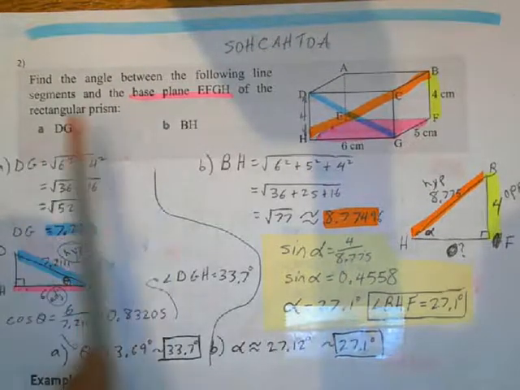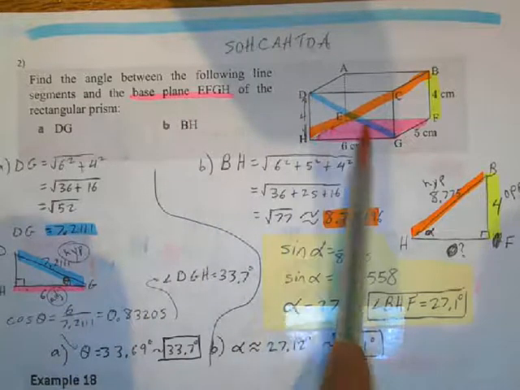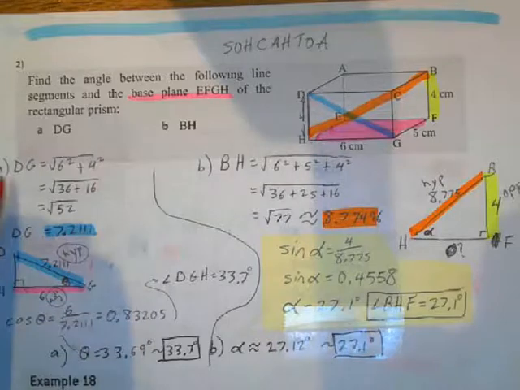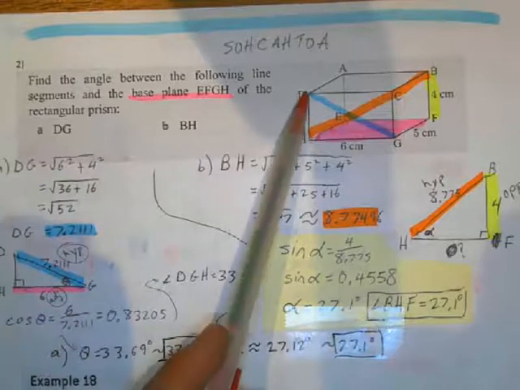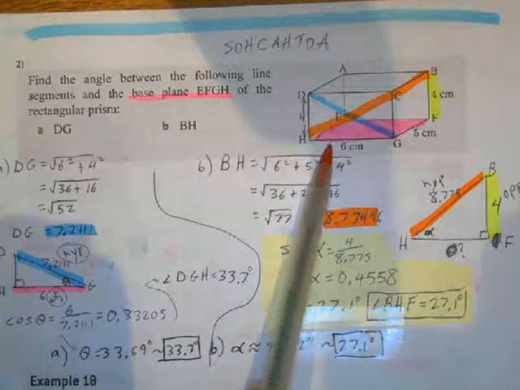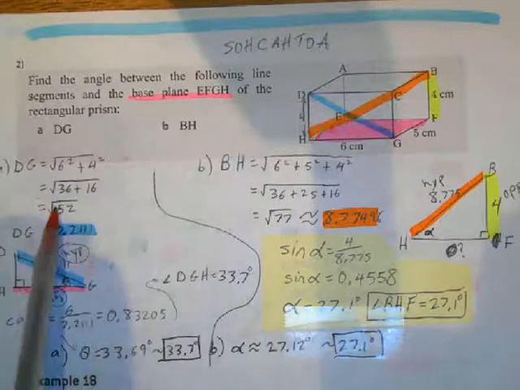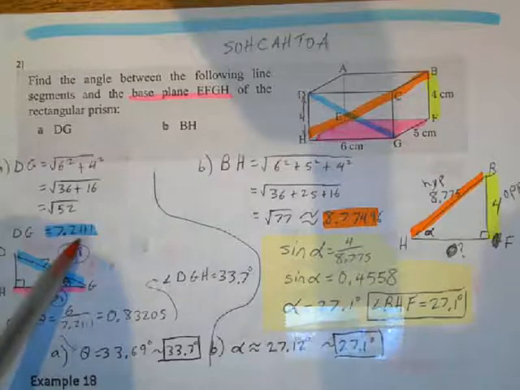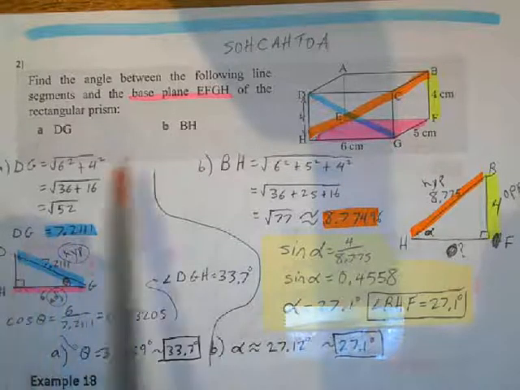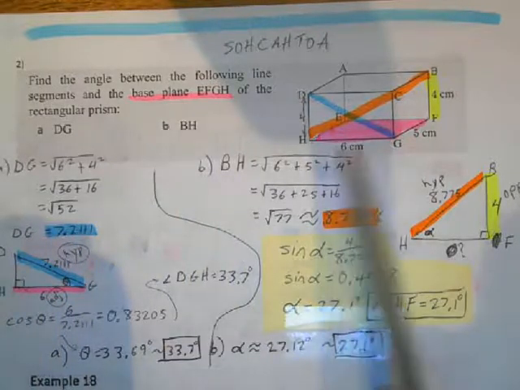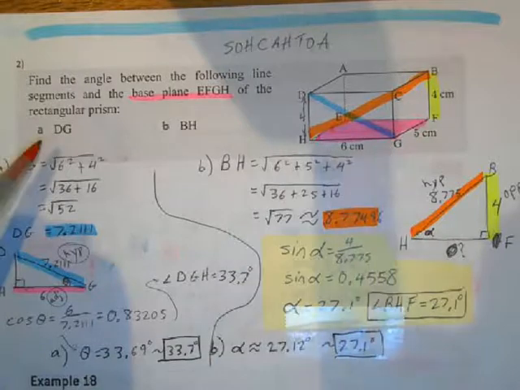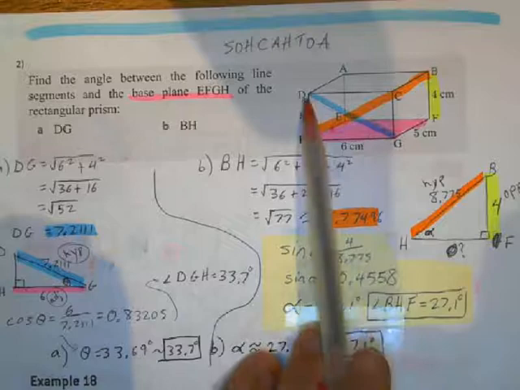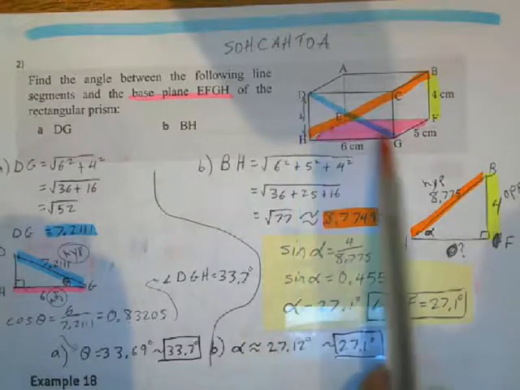So we want to find the angle of this blue line with the floor of the box. So first I found out the length of the blue line, which is 4 squared plus 6 squared. Take the square root of that, and the length of the blue line is 7.211. Okay, and then the base here, we already know that the length here is 6. So to figure out the angle between DG and the base, I'm trying to find angle DGH.